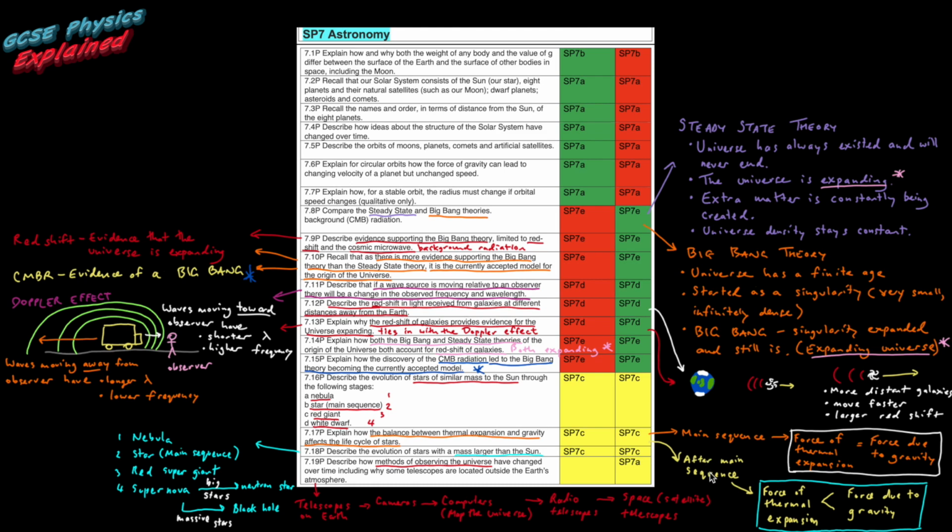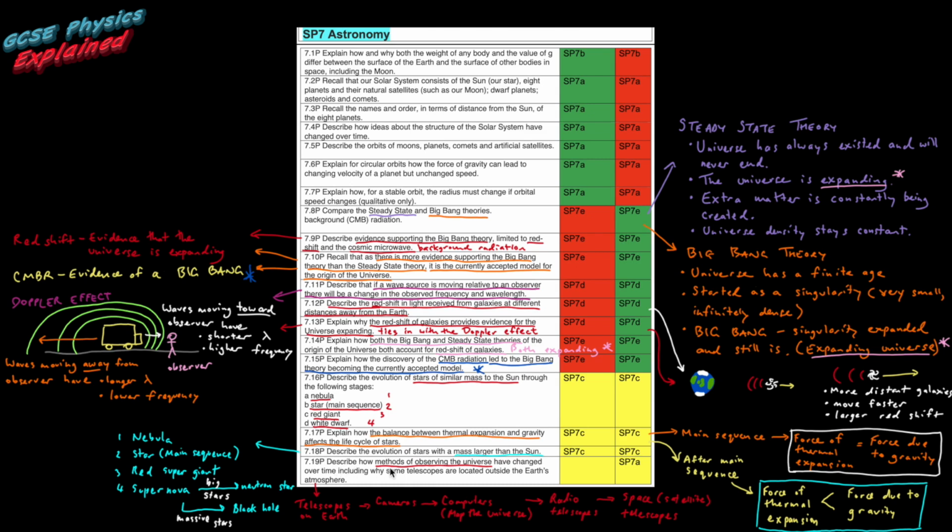However, after the main sequence, the force of the thermal expansion going outwards is smaller than the force due to gravity, so the star would start to collapse, or at least the inner core would, and then the outer parts would blow off. It would first of all swell up as a red giant or red supergiant, and then they'd drift off, or they'd blow up as a supernova.